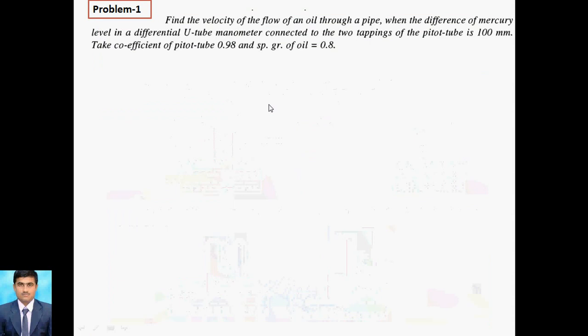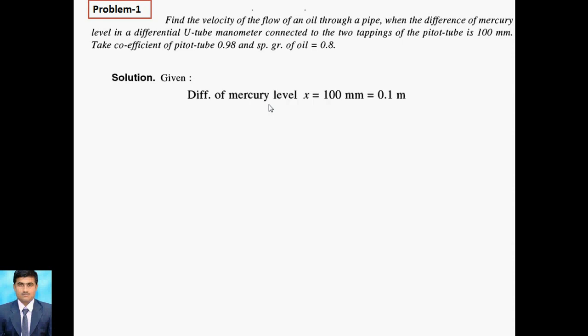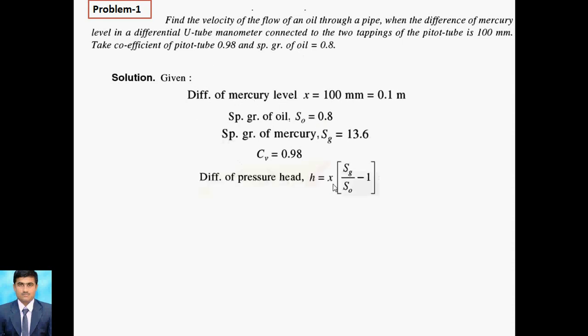Now we will discuss problem number 1 with the pitot tube. Find the velocity of flow of oil through a pipe when the difference of mercury level in the U-tube manometer connected to the tappings is 100 mm. Take the coefficient of the pitot tube, that is Cv, as 0.98. The specific gravity of oil is 0.8. So 100 mm, that is 0.1 meter, is the difference between the tappings, that is x. S0 is 0.8, Sg is 13.6, Cv is 0.98. So first we consider the given data.